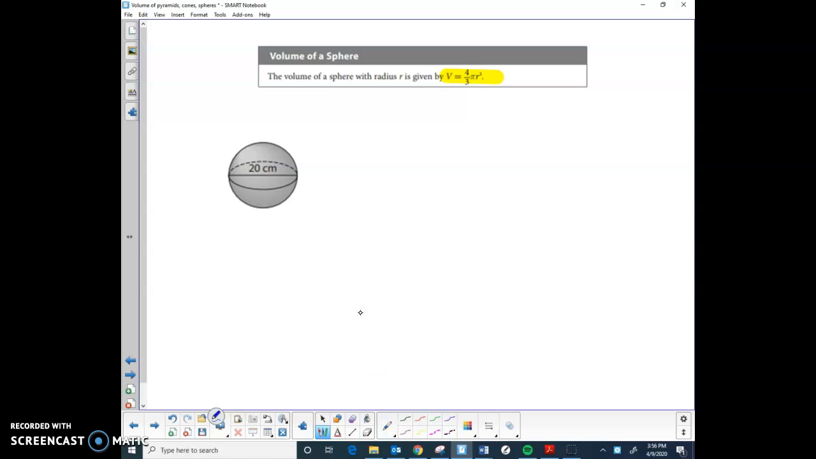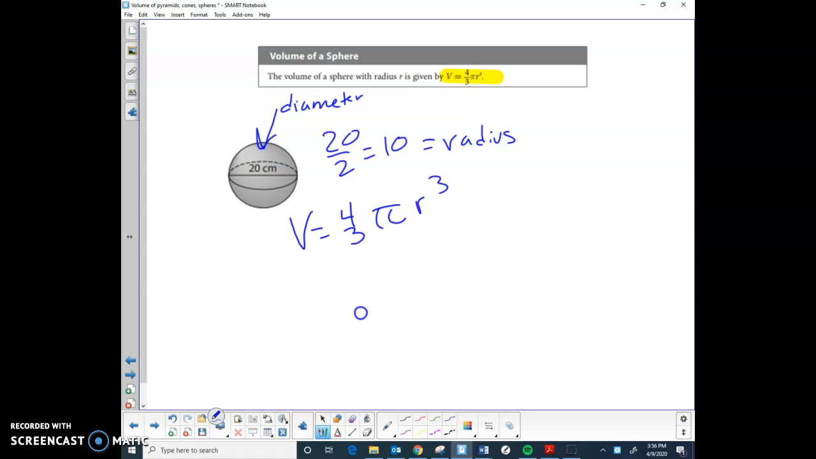Lastly, the volume of a sphere is given by this formula, 4/3 pi r cubed. There is a video in there that will tell you where that comes from. I'm going to show you how to use it. Once again, this 20 is our diameter. Our formula calls for radius, so 20 divided by 2 gives us 10. So this is our radius. That is all we need for this formula. That's the only measurement that you need. So our volume is 4/3 pi r cubed. Plug our radius in there, so 4/3 pi 10 cubed.